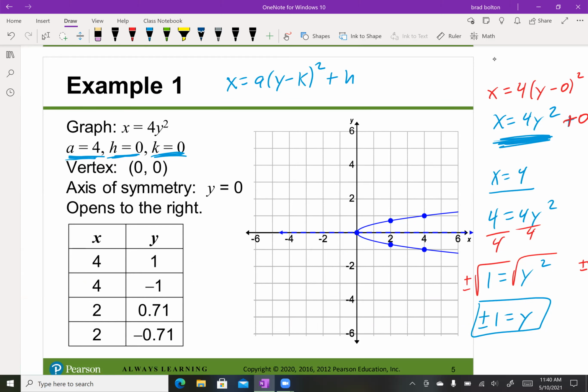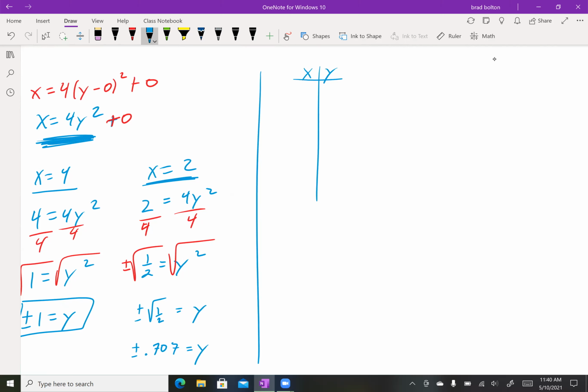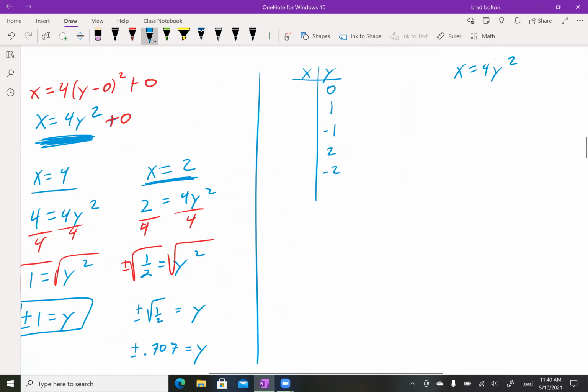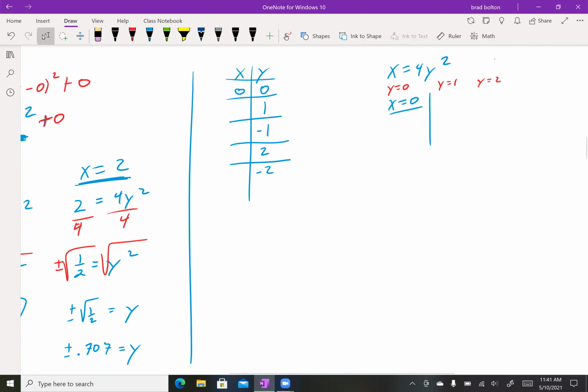Now you could choose, instead of doing that, okay, so we have x equals 4y squared. Couldn't you just pick your y's first? You could pick y equals 0, y equals 1, and you could pick y equals -1 if you want. You could also pick, let's say, 2 and -2. Okay, so if I plug in y equals 0, then x equals 0. Okay, so we could do that. Let's do it in the order I have it written. Sorry about that. y equals 0, y equals 1, y equals -1, y equals 2, and y equals -2.